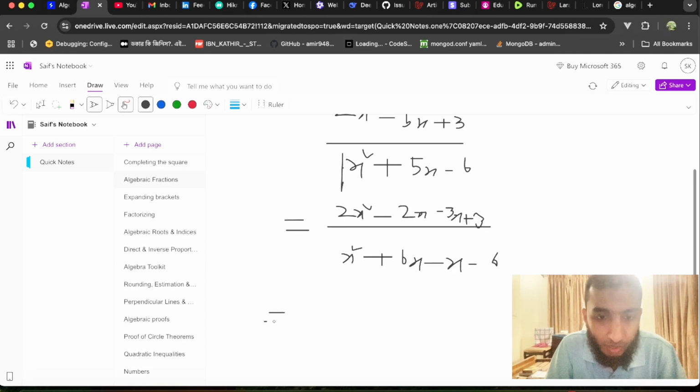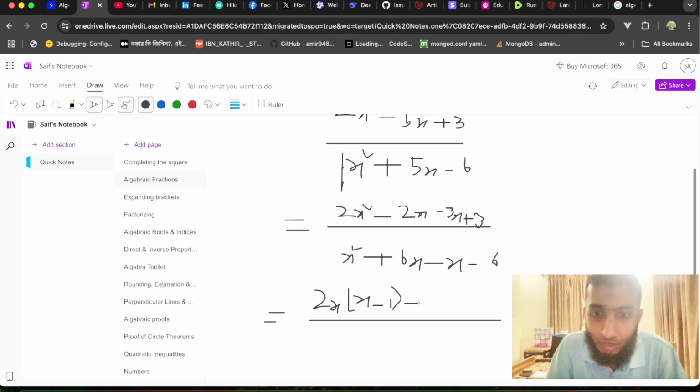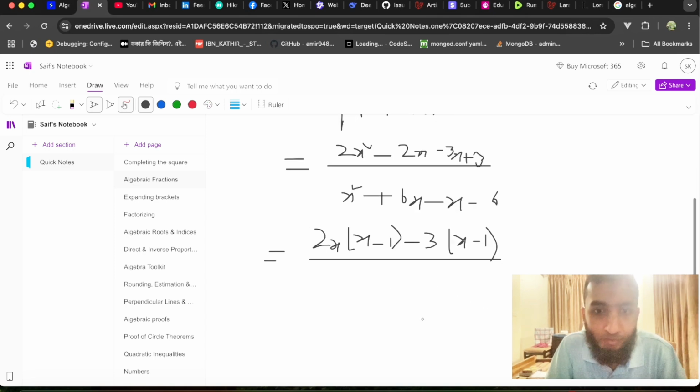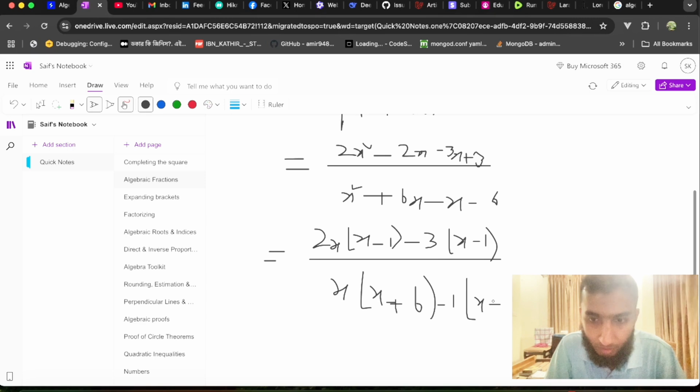Now we can create factors. In 2x square minus 2x, if we take 2x common, we get x minus 1. And in minus 3x plus 3, if we take minus 3 common, we get x minus 1. In the denominator, if I take x common, x into x plus 6, minus 1 into x plus 6.